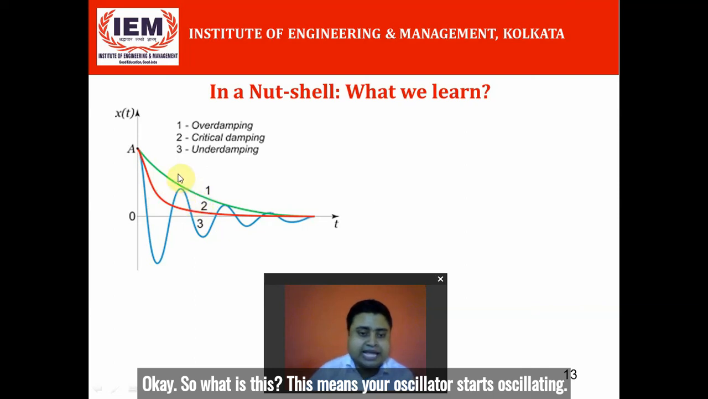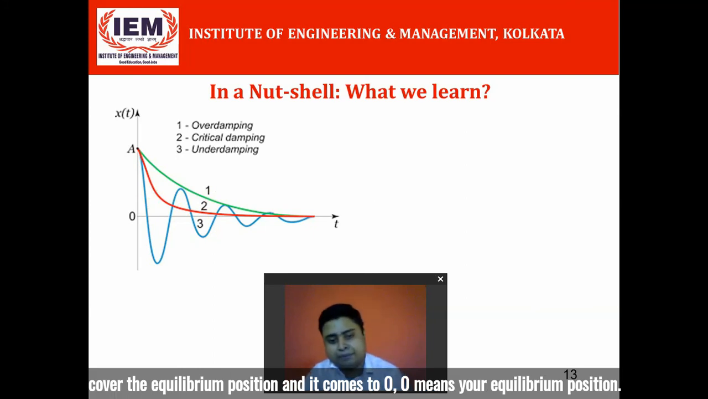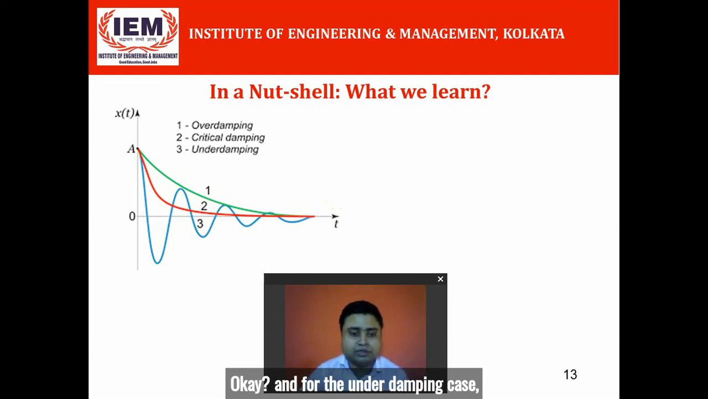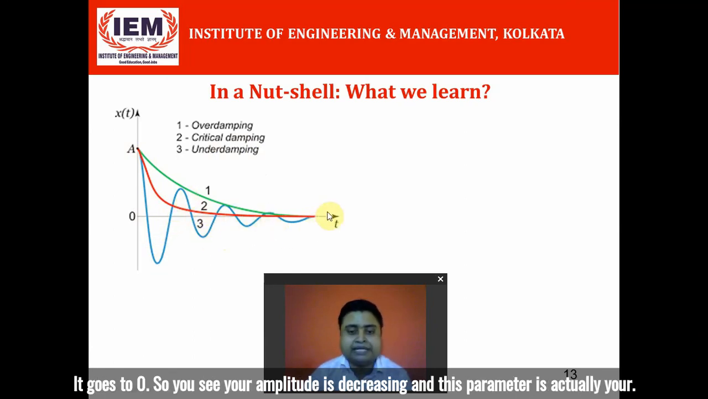So what is this? This means your oscillator starts oscillating, but it cannot cross the equilibrium position and it comes to 0. At 0, meaning your equilibrium position, whenever it comes there, it just stops. And for the under damping case the amplitude is decreasing, but it is oscillating for some time. After some time it goes to 0.